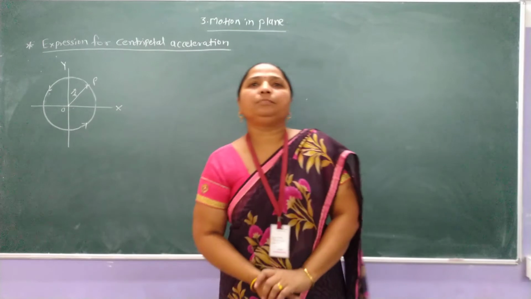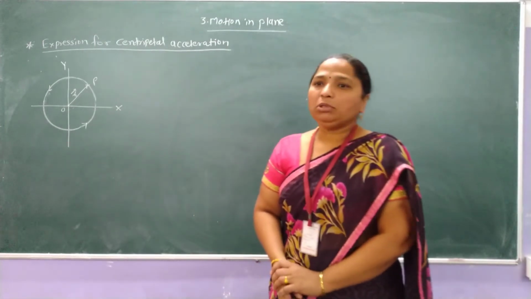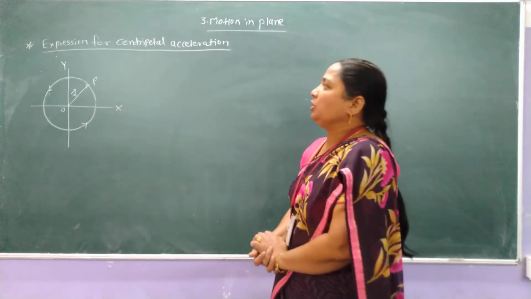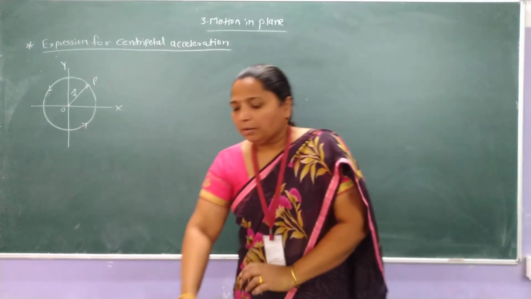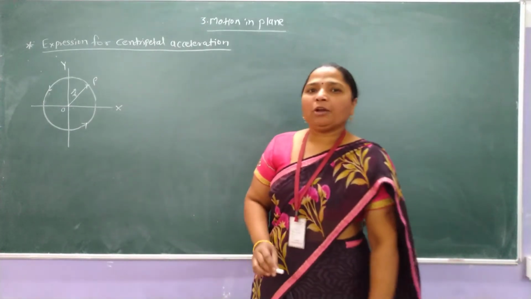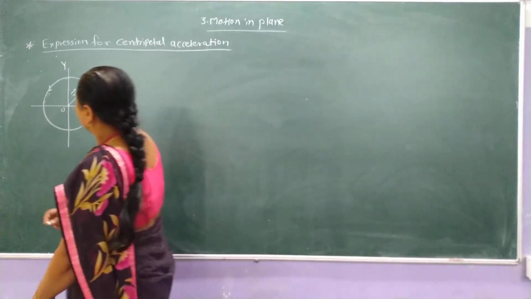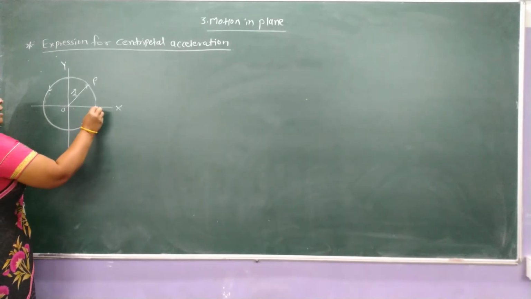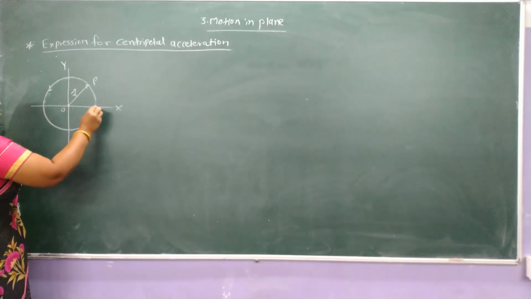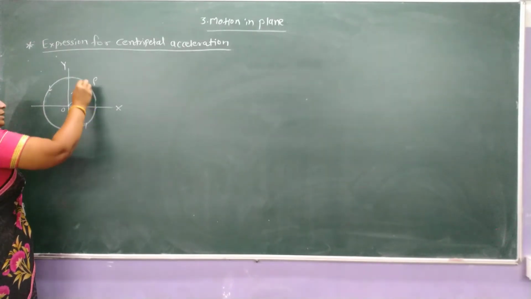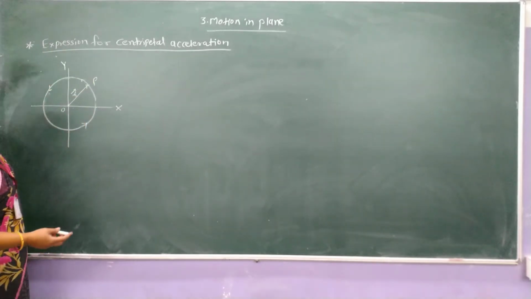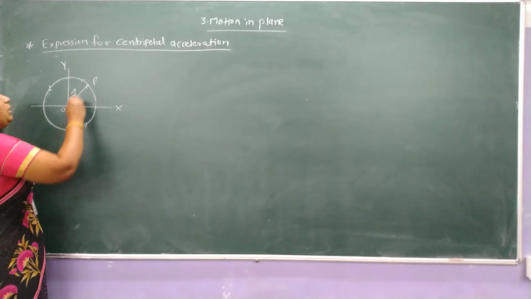Hello student, we are going to study what is meant by centripetal acceleration. When the object is moving in anti-clockwise sense, its initial position is on the x-axis, and if the particle reaches point P, then the OP vector is the position of that particle.